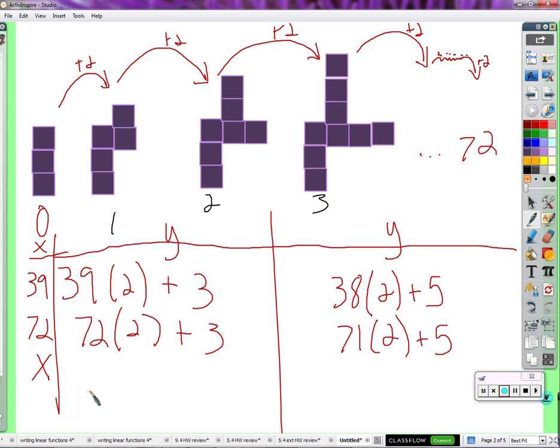Well, you see 72 there, you see 72 there. What would this formula be, do you think, Jasper? In parentheses, X minus 1. Is it the same as this approach? Let's go over this. This is the way you did it. So in parentheses, the number of the figure minus 1. And then outside the parentheses, times 2 plus 5. What do you think about that?